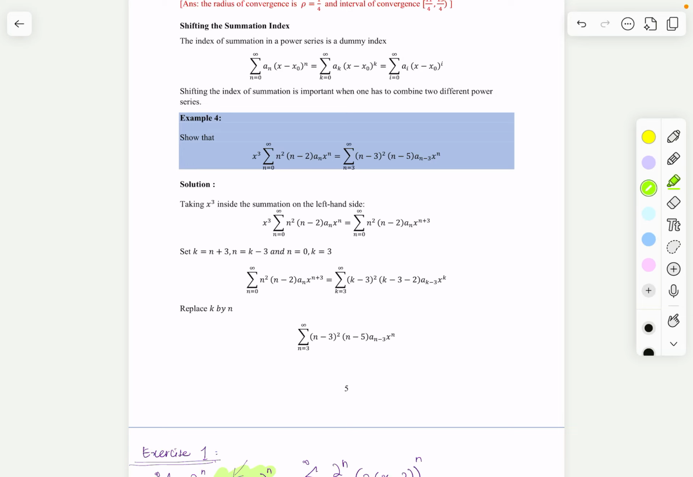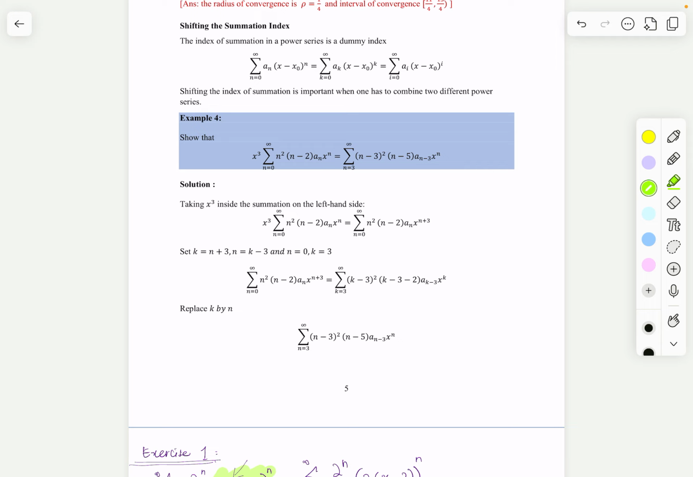Alright, so the next part is on shifting the summation index. This is the part that you will require for the next part. This is a small part that you need to know before we go to the bigger parts. Okay, shifting the index.